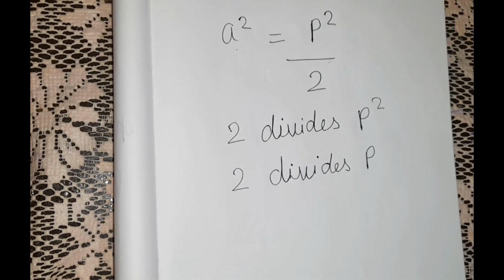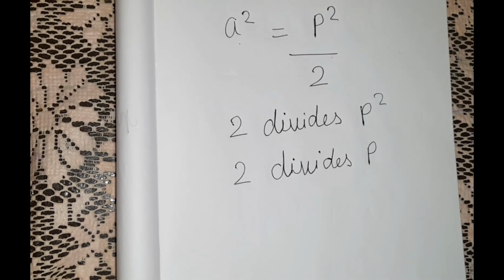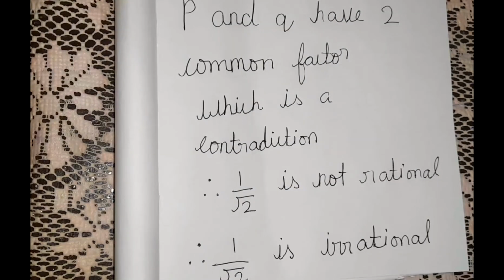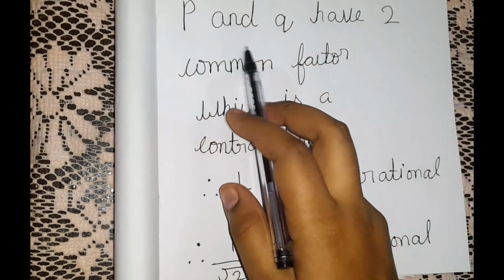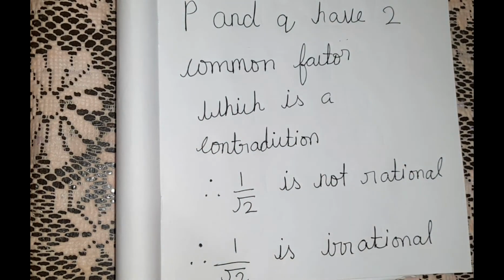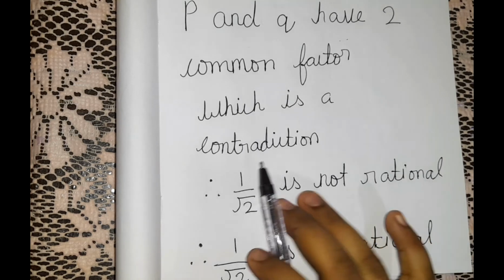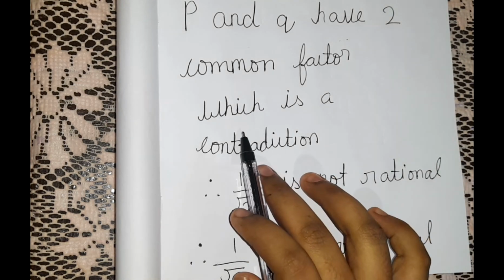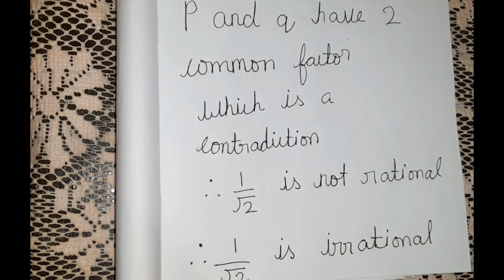Now we shall write p and q have 2 as a common factor. Okay, now let's write that. So now we wrote p and q have 2 as a common factor. Of course, they both have 2 as a common factor, then it is a contradiction. So which is a contradiction? Okay, so you guys might ask, what is a contradiction?